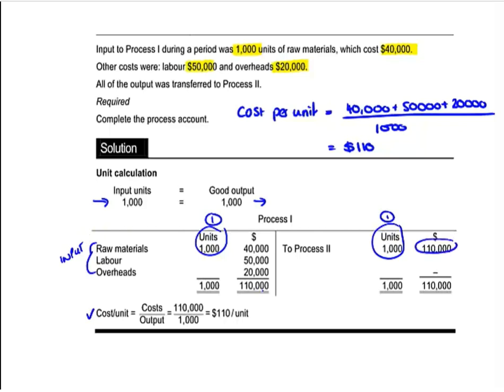And you can see that our process account balances in terms of the flow of units, but it also balances in terms of the monetary value. And as I'm sure you know, it's very important with a T account that our debits equal our credits.